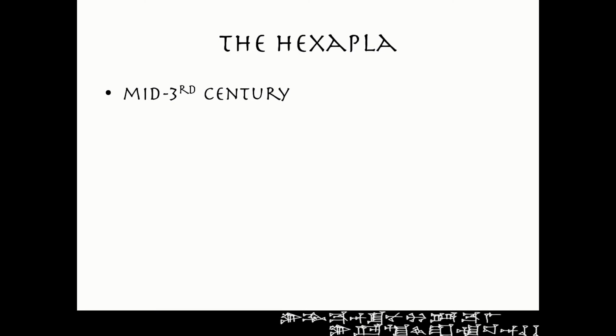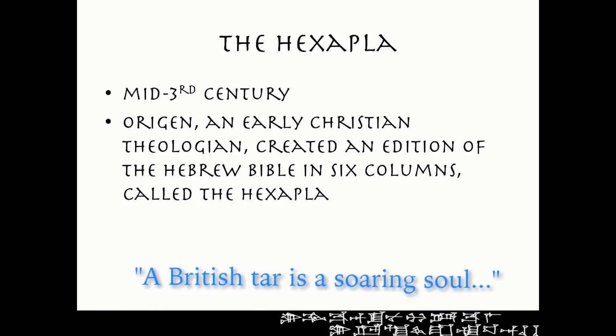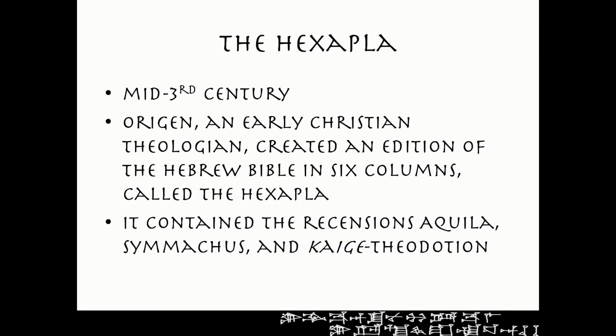So after these three recensions came the Hexapla by Origen. Origen, an early Christian theologian, in the mid-3rd century, created an edition of the Hebrew Bible in six columns, and he called it the Hexapla. It contained the recensions of Aquila, Symmachus, and Qere Theodotion.